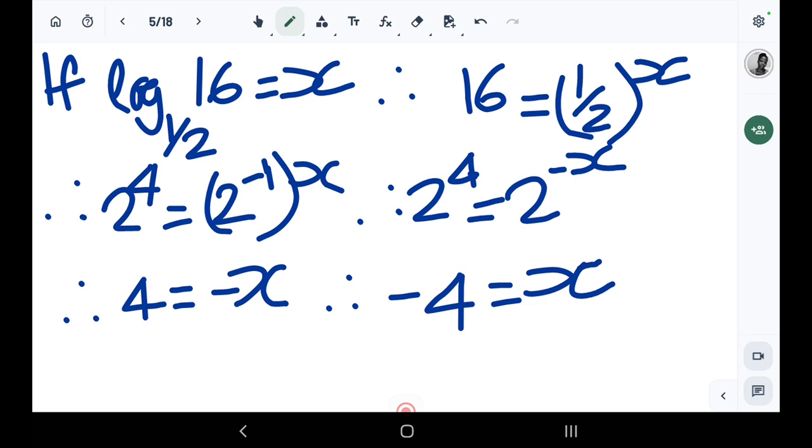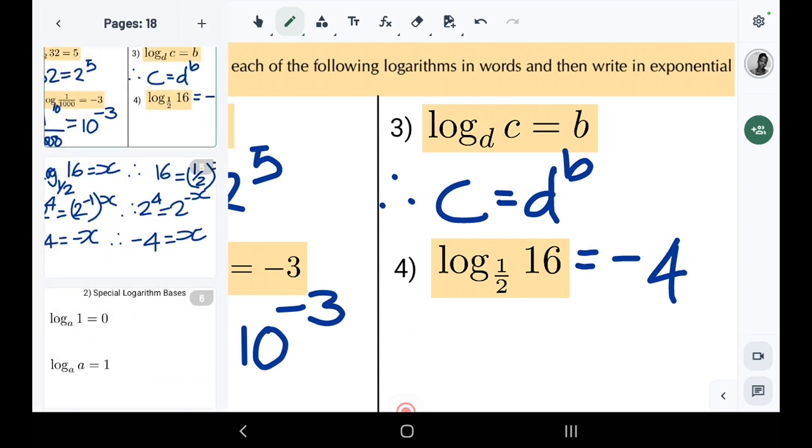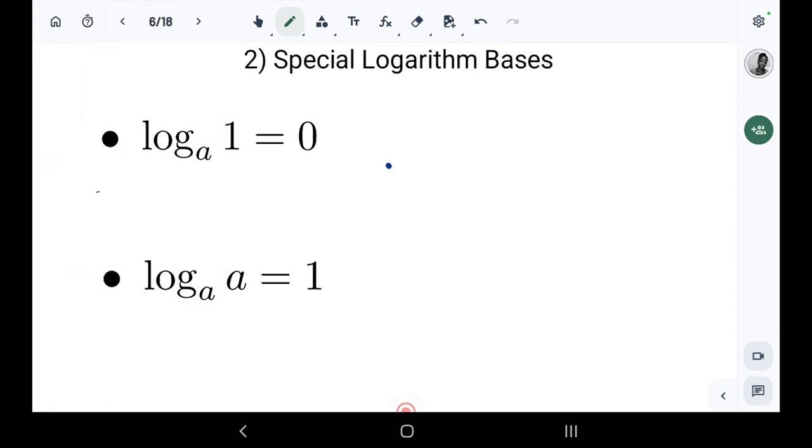You can have your x on the left-hand side if you prefer. It does not really matter which side you have it on as long as you get the answer right. Now we go back and we write the answer, which is negative 4. So that is our answer there, negative 4. The answer is negative 4. So the log of 16 to the base half equals negative 4. Now let's move on to the next one.